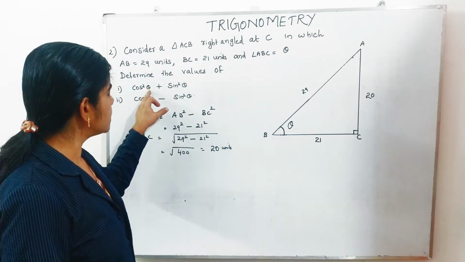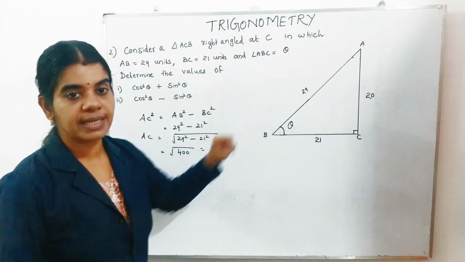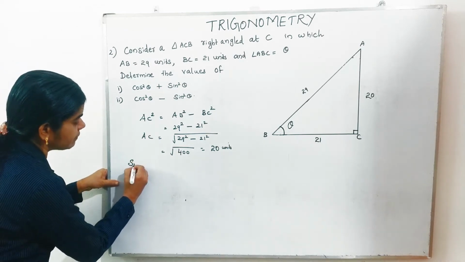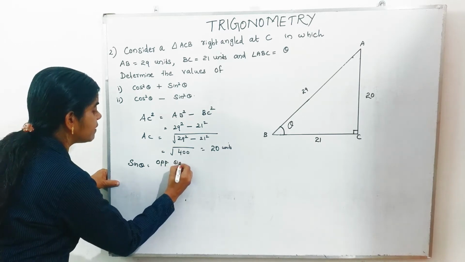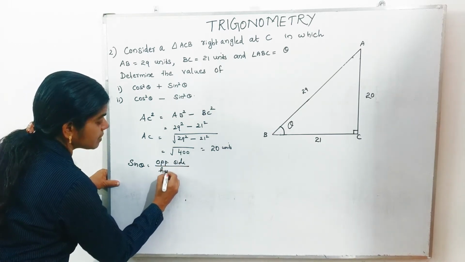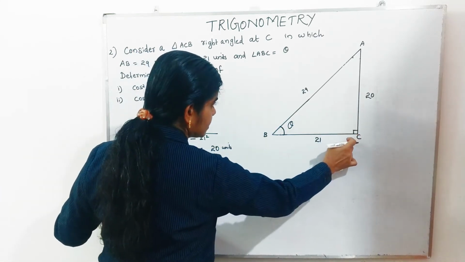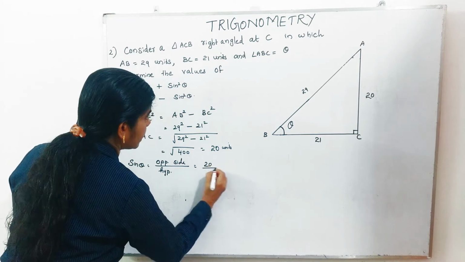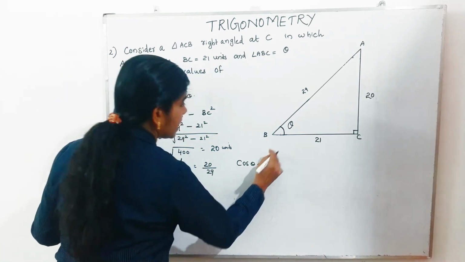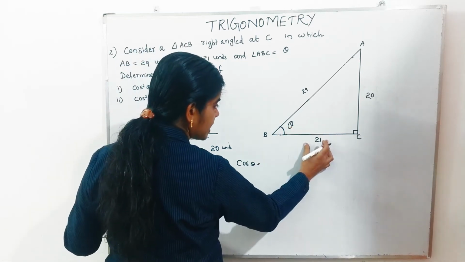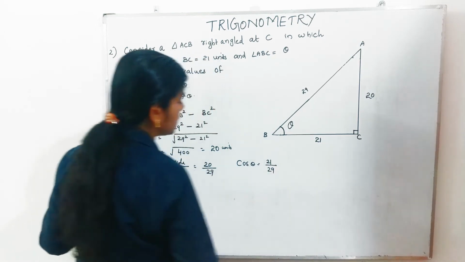Here you want to find out cos square theta plus sin square theta, so you want to find out cos theta and sin theta. First we can find out the sin value. Sin theta is equal to opposite side divided by hypotenuse. Based on this angle, opposite side will be AC, that is 20 by 29. Then cos theta is equal to adjacent side. This angle's adjacent side will be 21 by hypotenuse, that is 21 by 29.